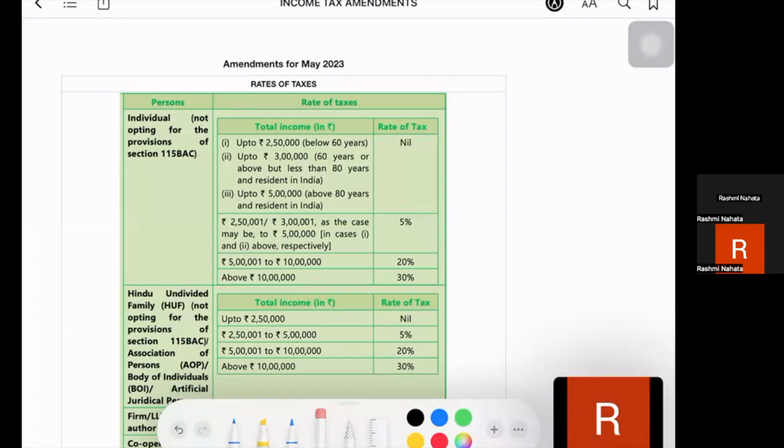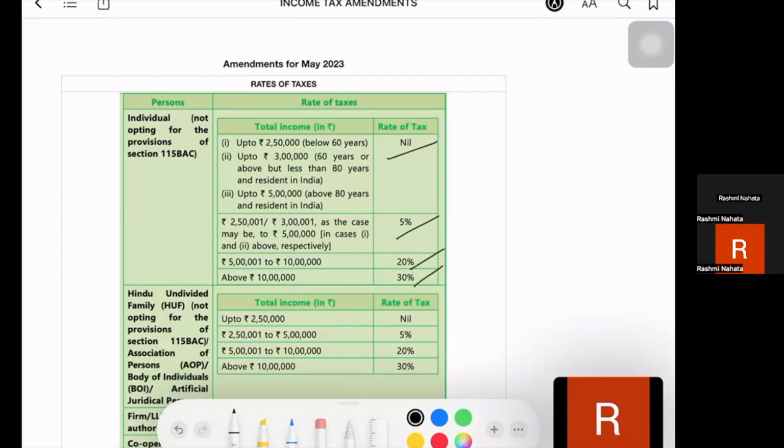For an individual, it is still 2,50,000 if they are below 60 years. Up till then, it is nil. 2,50,000 to 5 lakhs, 5%, 5 to 10 lakh, 20%, and above 10 lakh, 30%.